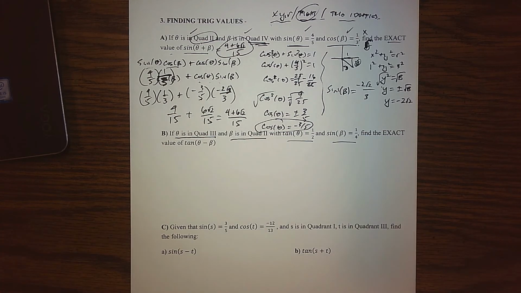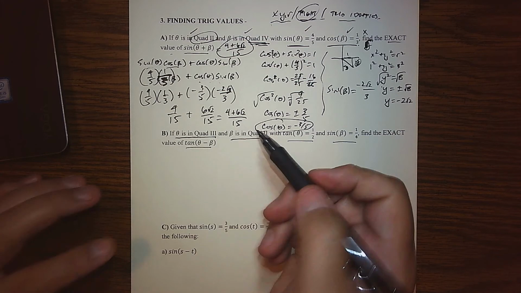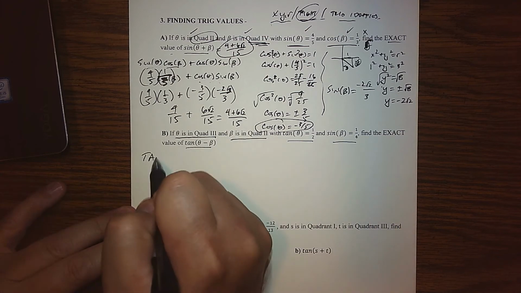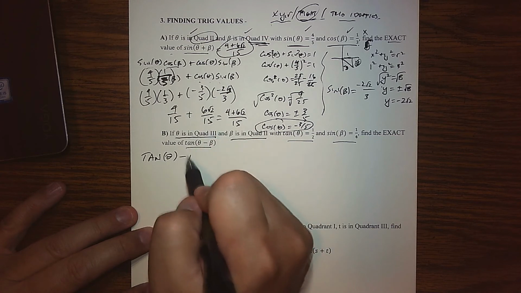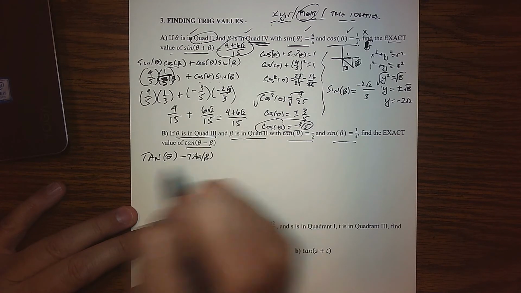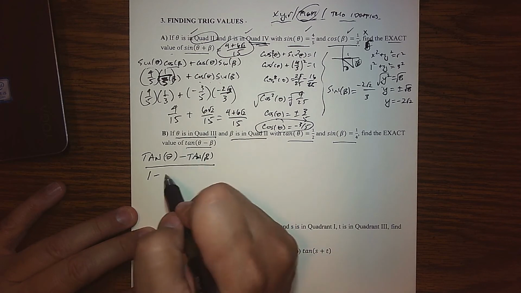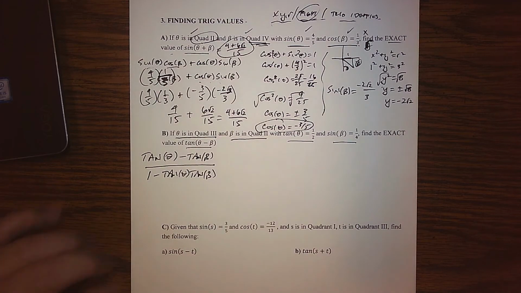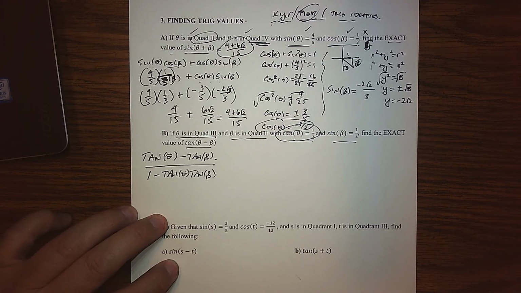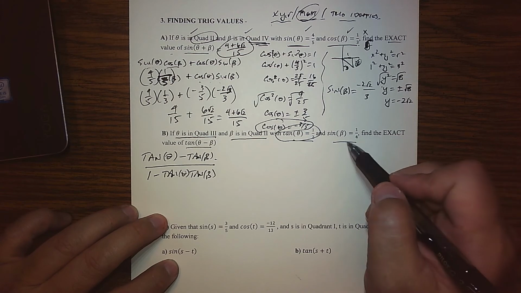So they're asking us to find the value of the tangent of theta minus beta. We'll begin by invoking the trig identity. That's the tangent of theta minus the tangent of beta, all over 1 minus the tangent of theta times the tangent of beta. The good news is we already know what the tangent of theta is, so most of our work is done, but we don't know the tangent of beta, so we've got to find that.